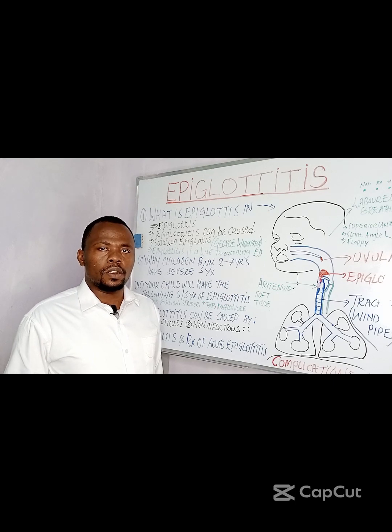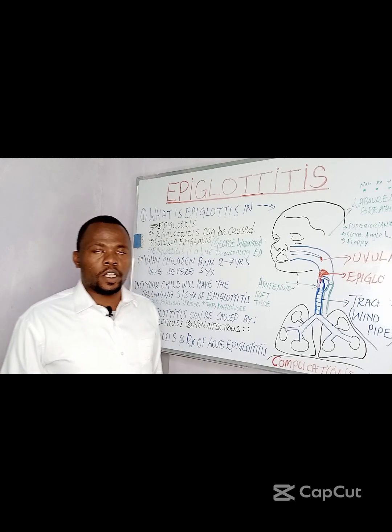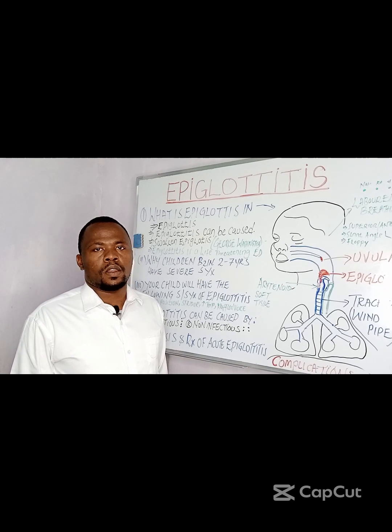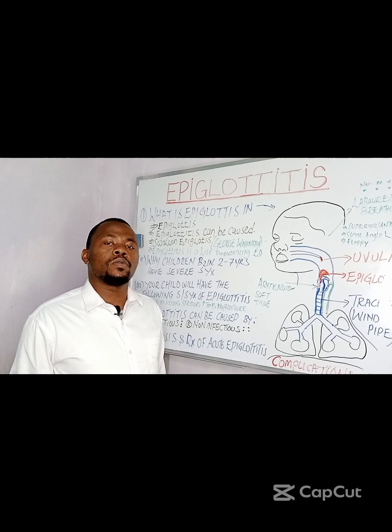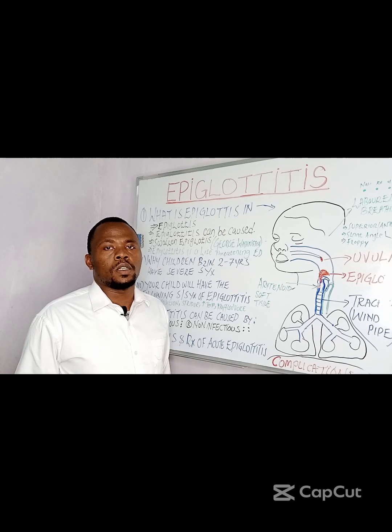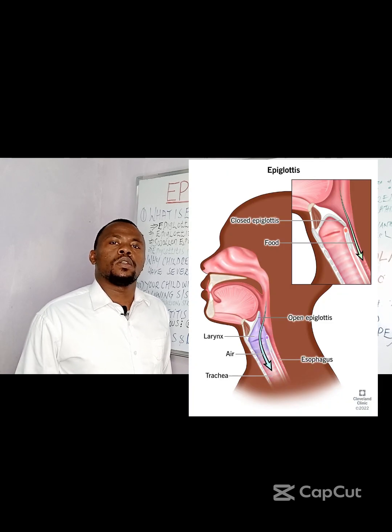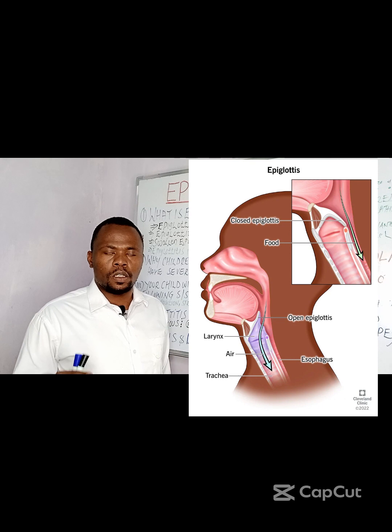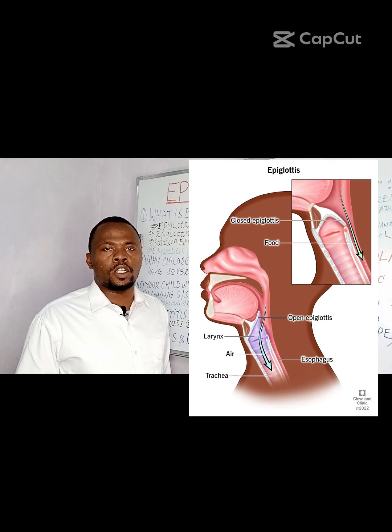The epiglottis is a leaf-shaped structure that usually moves down when you are trying to swallow. It usually forms a lid that covers your airway, protecting your airway, or protecting food and liquid from entering your airway.